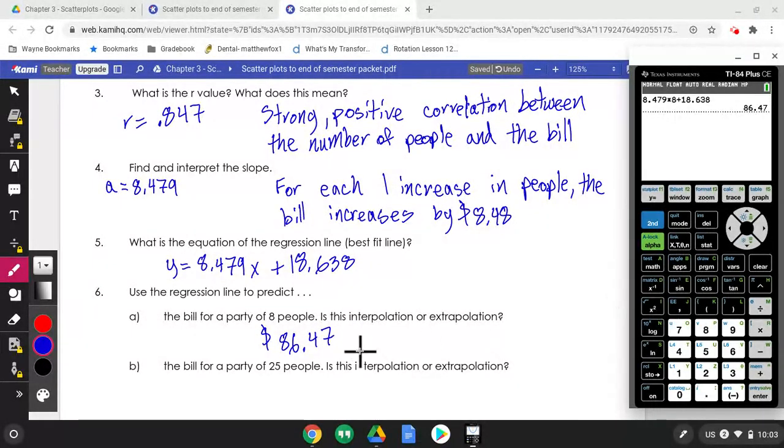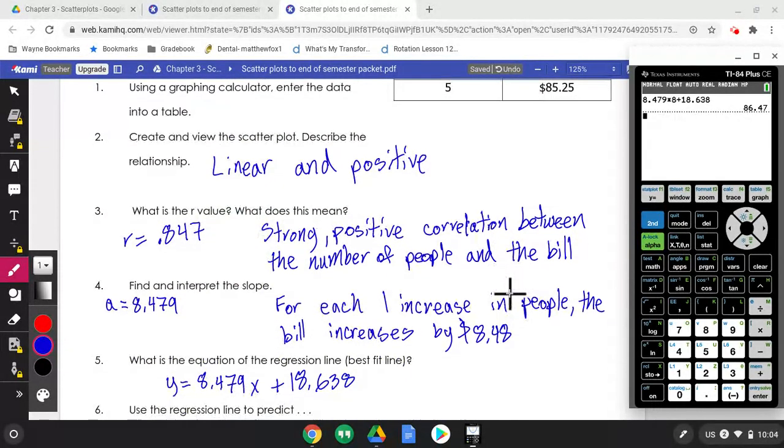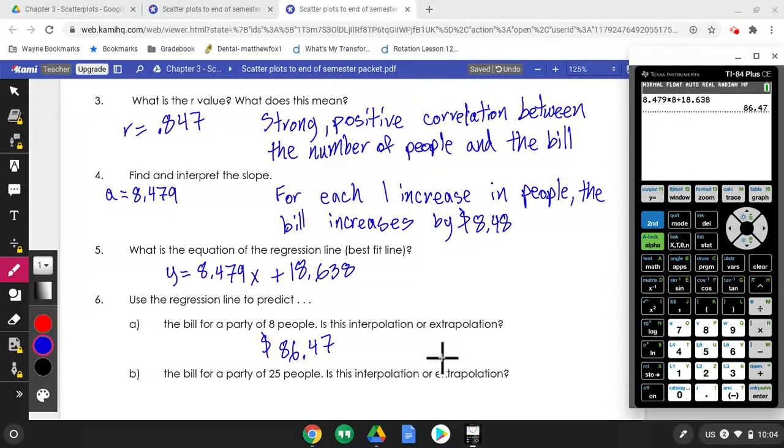So let's go find the low and high. 8 people. So we look at people. The low is 1 person. The high is 10. 8 is between 1 and 10. So we know since it's between, it's inside of that. It is going to be interpolation.